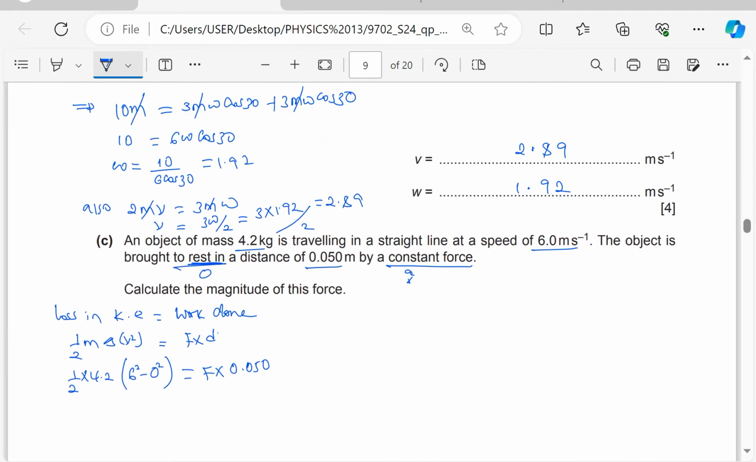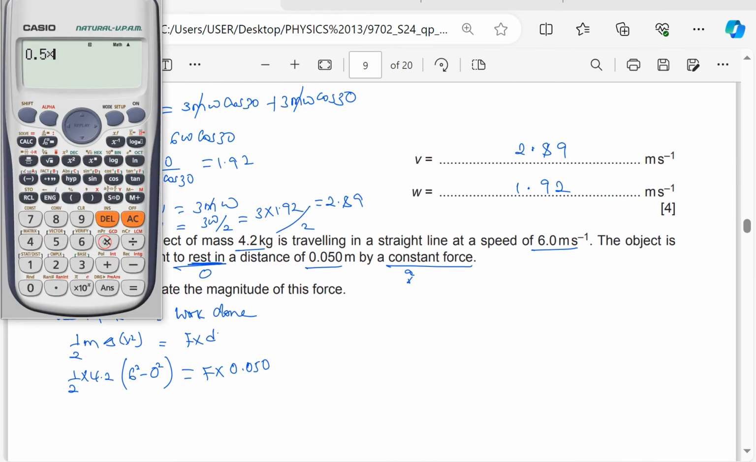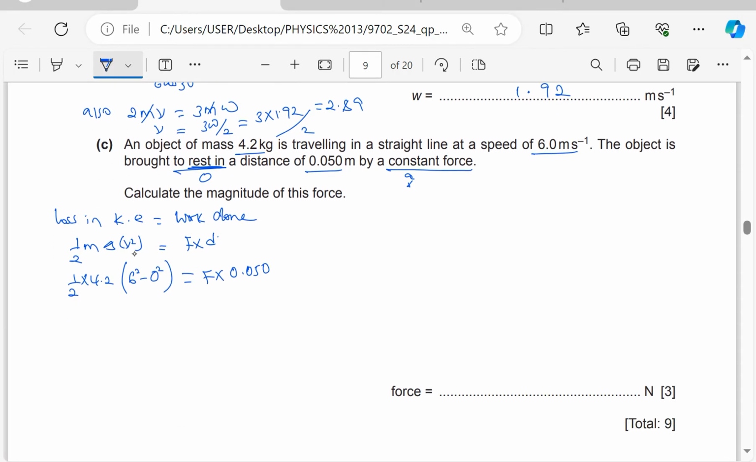So I'll just press my calculator. A half, which is 0.5 times 4.2, then times 6 squared. Then I will divide this by 0.05. So I'm getting the force as 1512. So F is 1512 newtons, which is approximately 1500 newtons. So I'm very certain that this force would be 1500 newtons.